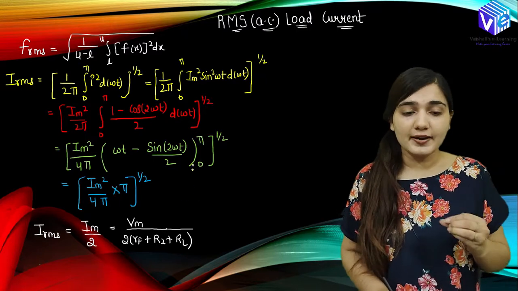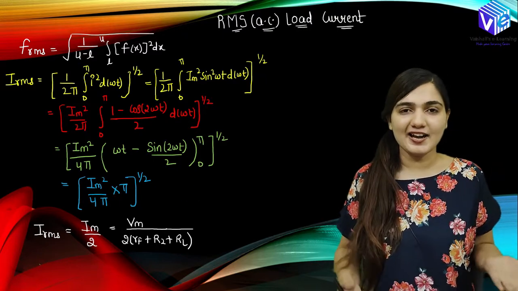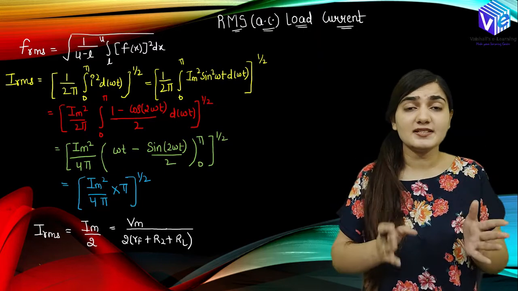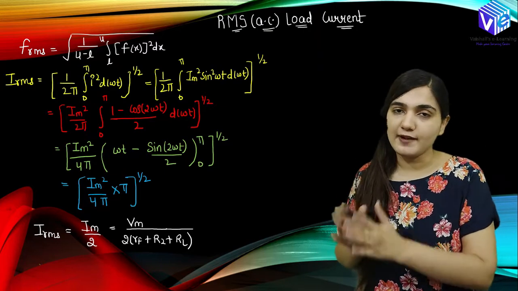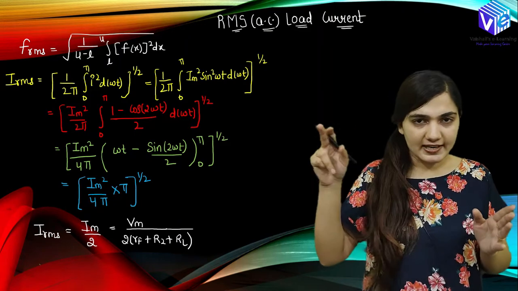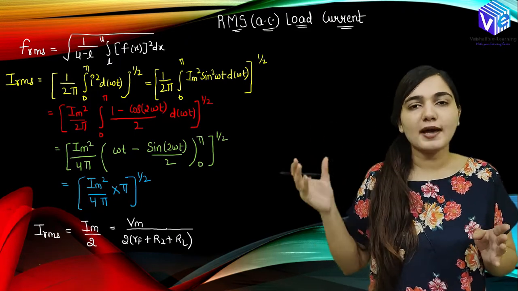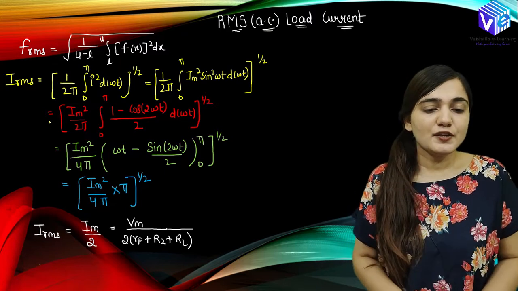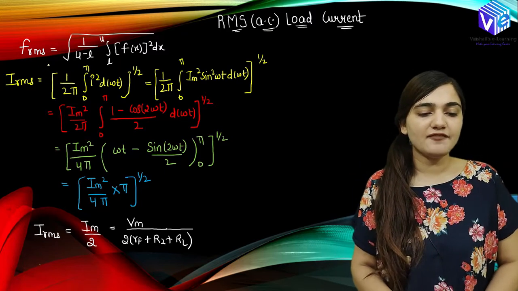Now coming to the RMS current. How do we calculate the RMS value? What is the RMS value? RMS is the root mean square value. So we will be squaring all of the terms, then taking the mean, and then taking the square root. So this is how we will be having the FRMS.